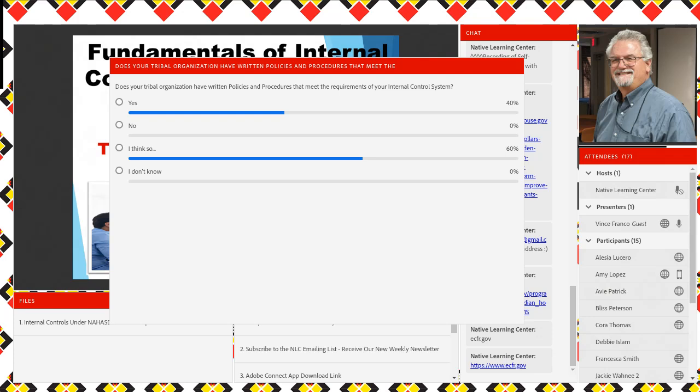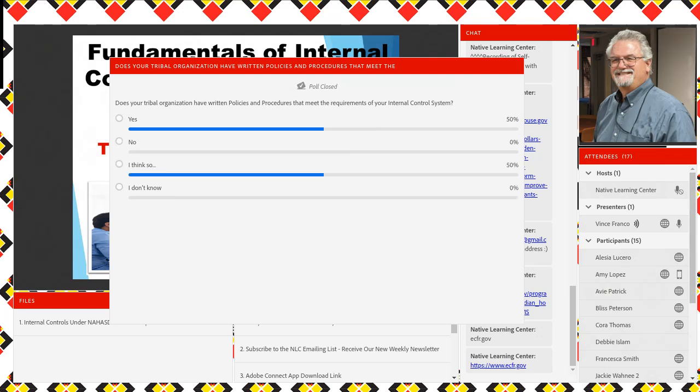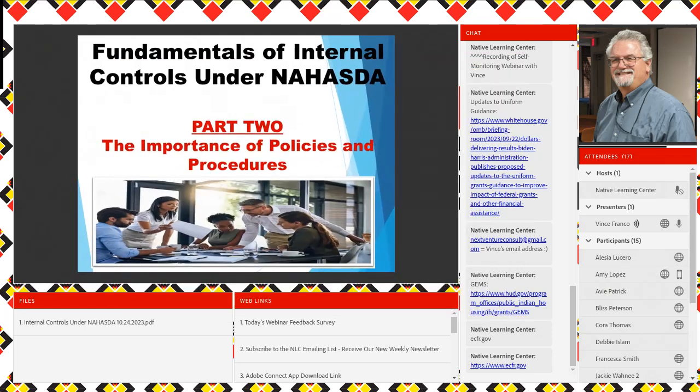Oh, change it. Here we go. Almost a 50-50 split. Okay. Kind of like where we were before with internal controls. Thank you, Brooke. You can take that down now. Looks like we're about half and half, which is kind of where I expected. Some of you have a good idea where you are with internal controls and your policies and procedures. And the other half are like, I'm not really sure.